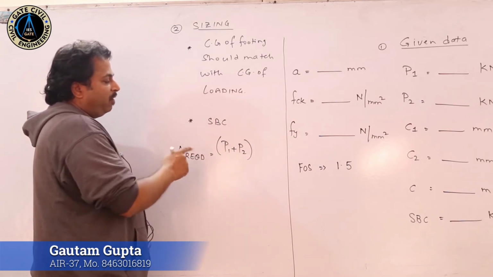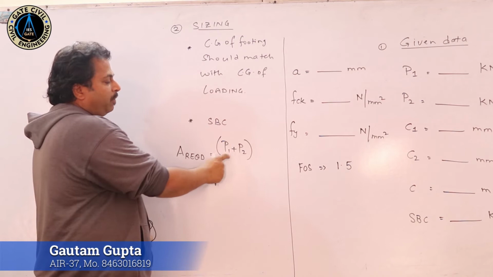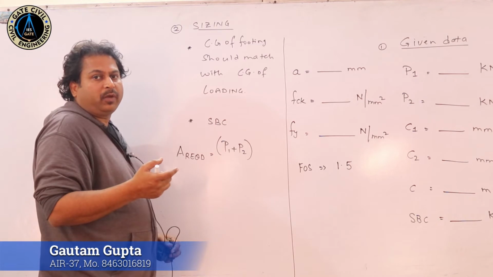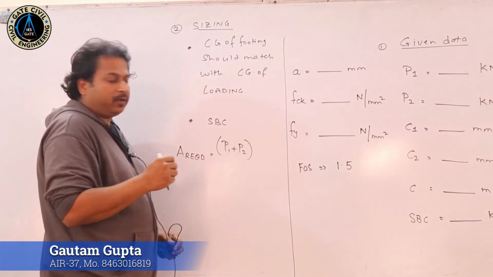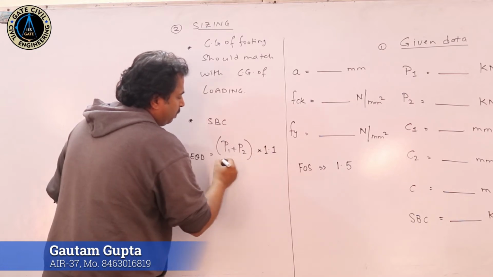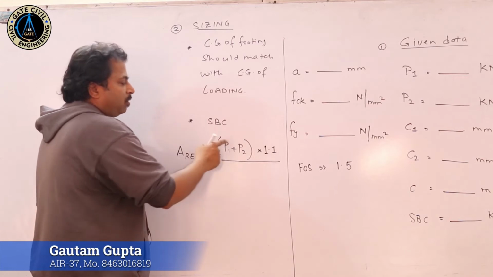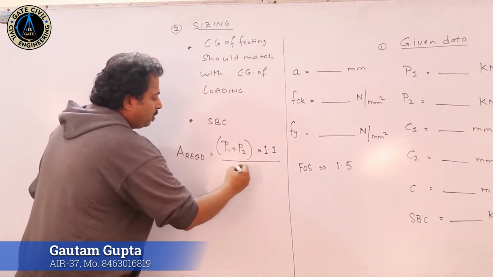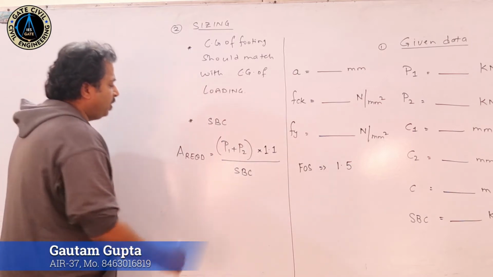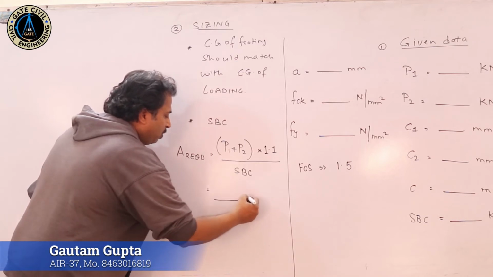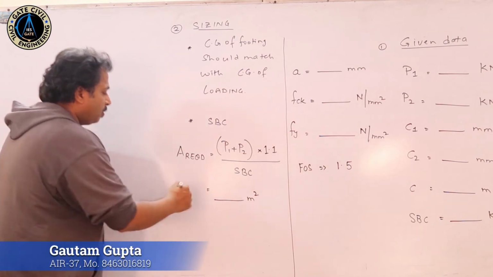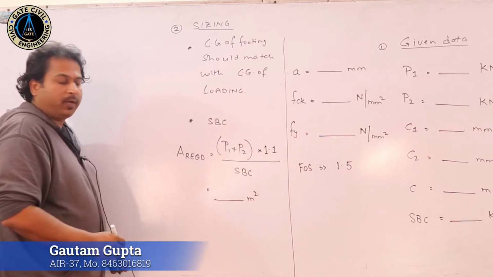This load, which is the unfactored load, that is the summation of the load coming on the two columns, is increased by a value of 10% to account for the foundation weight. So to increase it by 10%, I am multiplying it by 1.1, divided by, this load needs to be transferred onto the soil, so this is divided by the SBC. When it is divided by SBC, we will have a value in terms of meter square. So A required is in meter square.